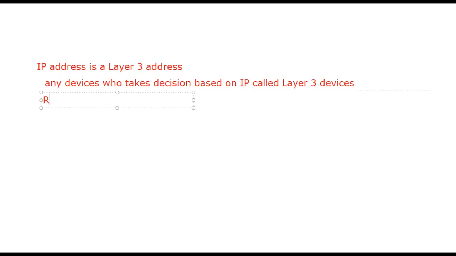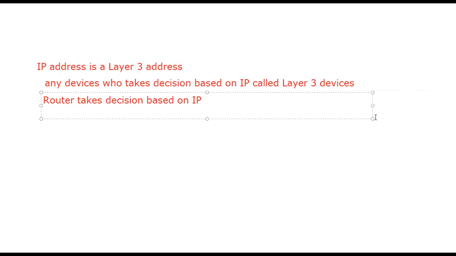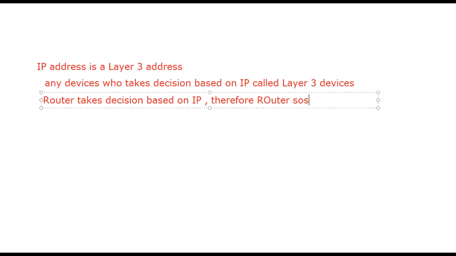Here, the router takes decision based on IP. Okay, therefore the router is a layer 3 device. Clear? Why is the router a layer 3 device? Because the router takes decision based on IP and IP belongs to layer 3. Therefore, the router is also layer 3.